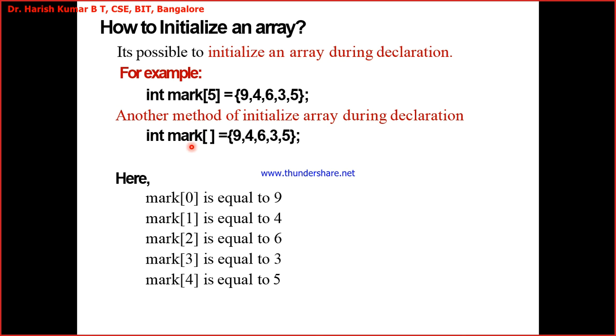Now there is another method of initializing the array during declaration. This is how you can do it. The size is not specified. For the first initialization, even if I put one extra element, say comma 4, it will not accept it because the size limited it to 5. But here, since I have not specified the size, if you take 9, 4, 6, 3, 5, 4 also, it will accept it.